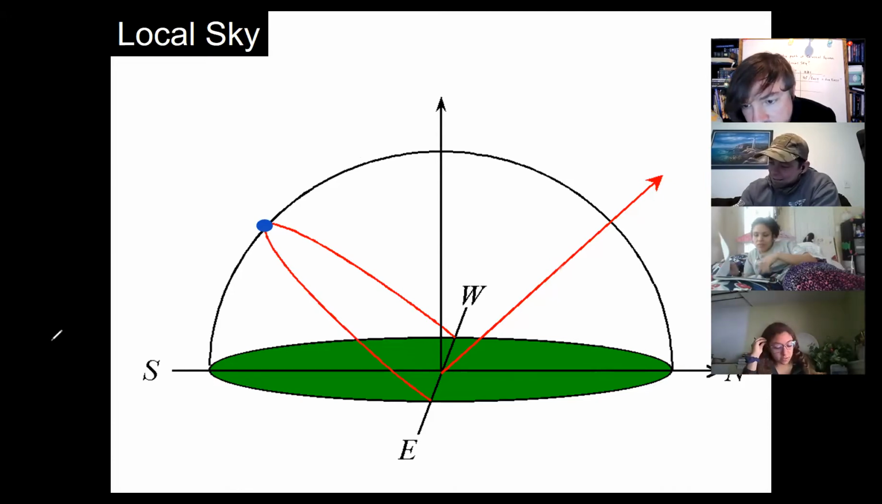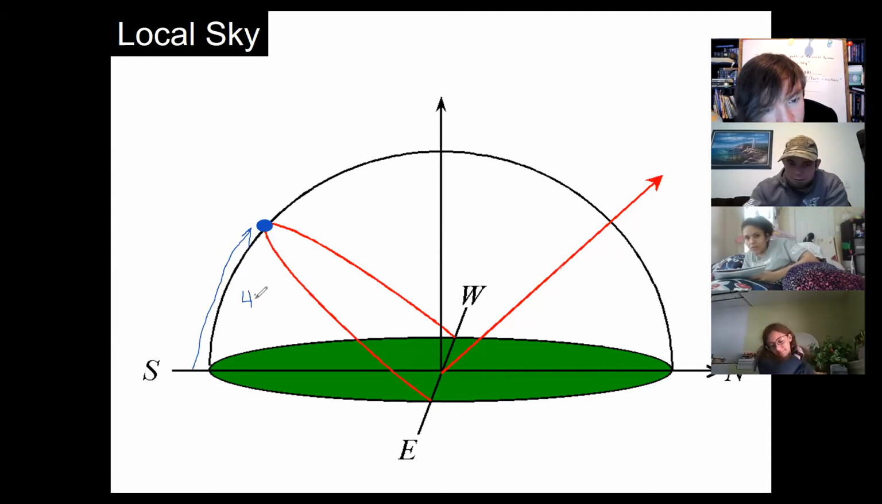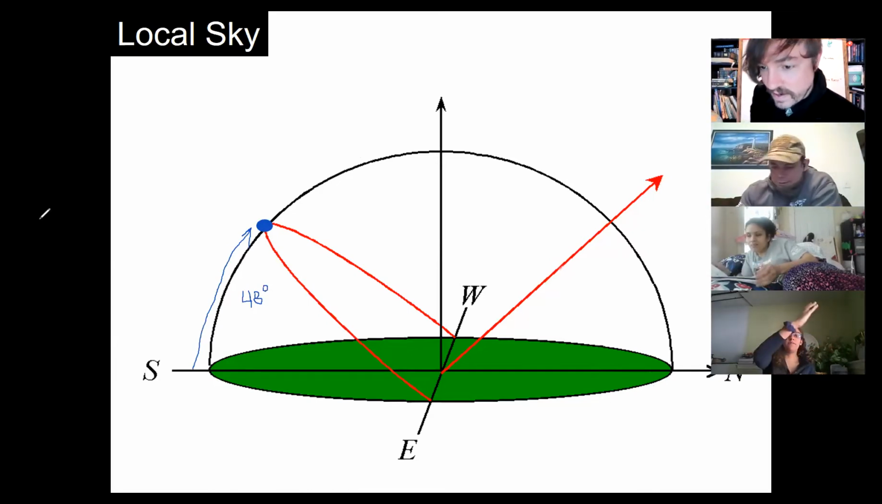Yeah, is the altitude 48 degrees? Booyah. Damn, she's good. How did you know that, Jenna? How did you know that the altitude was 48 degrees? Because I see that now, we're measuring it from the ground up into the sky. That's too vague.